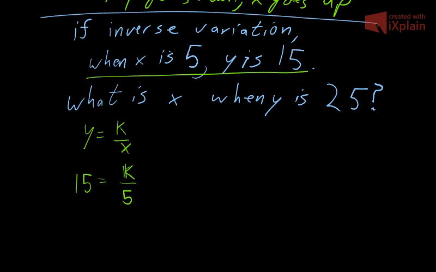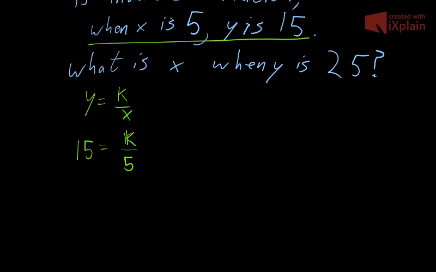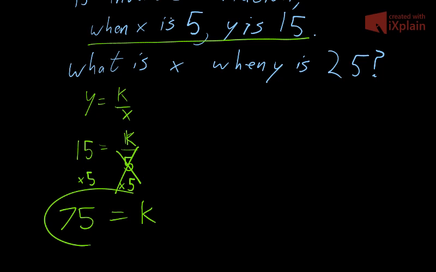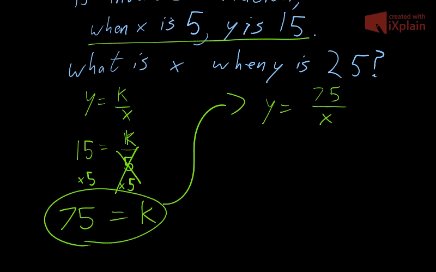So I want to get k by itself. Right now, k is being divided by 5, so to undo that, I'm going to have to multiply both sides by 5. Dividing by 5 and multiplying by 5 cancel each other out. So I end up with 15 times 5, which is 75 equals k. So I have 75 equals k now, and I can rewrite my equation. So once I find this, I can go back, and I'm going to write my equation again with y equals 75 over x. And now I know that y is 25, so I can write 25 equals 75 over x.